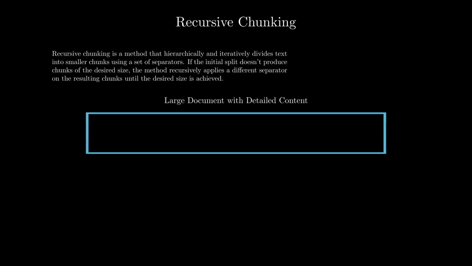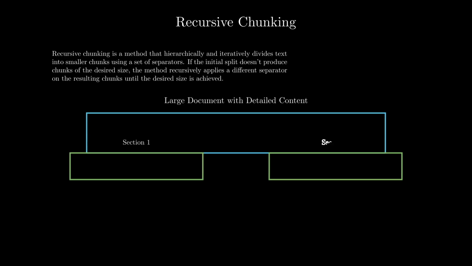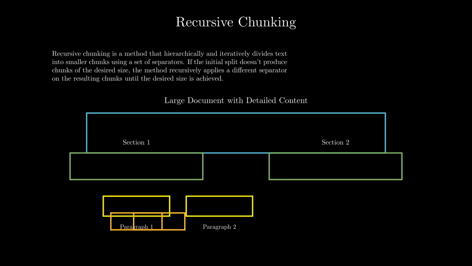Next, we have recursive chunking. This method takes a hierarchical and iterative approach. If the initial split doesn't produce chunks of the desired size, the method applies different separators, like paragraphs, sentences, or bullet points, until the chunks reach the desired size. For example, starting with large sections, we might later break them into paragraphs and, if needed, down to individual sentences.